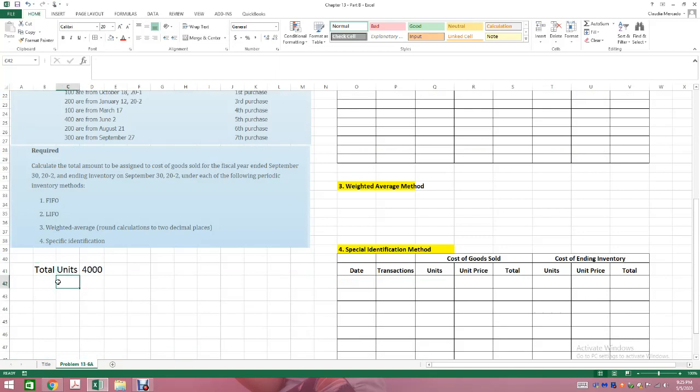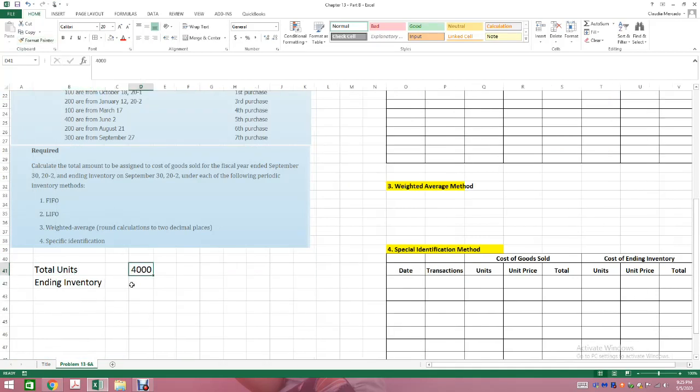So your ending inventory is 1,300 units, okay? Your ending inventory is 1,300 units. These are the units that you did not sell. This is what you have remaining, okay?